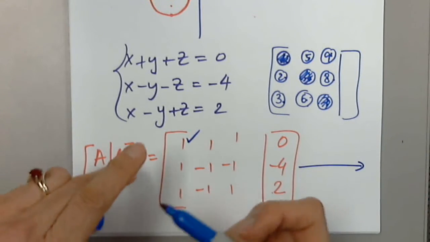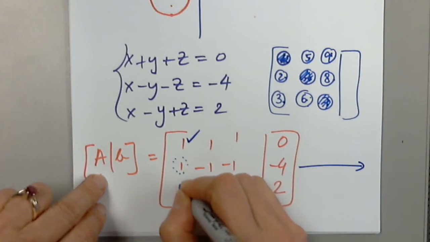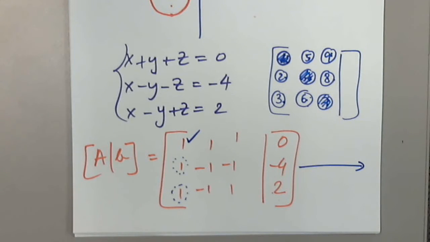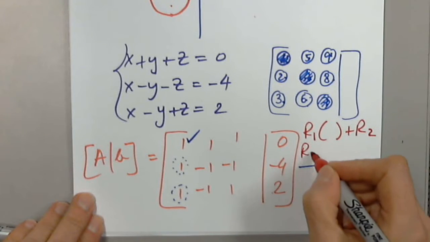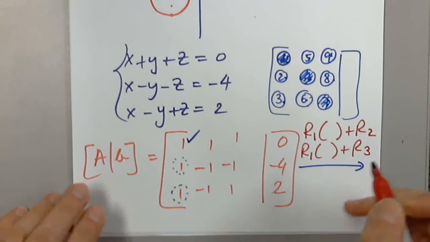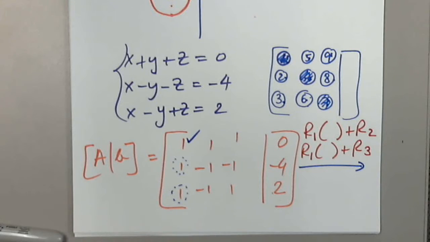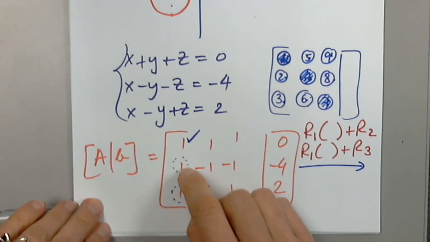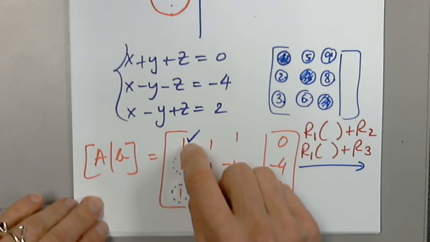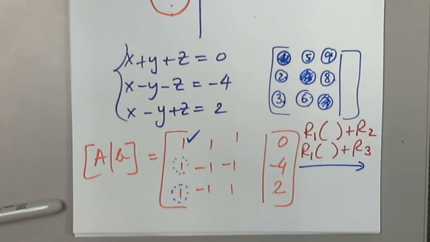I will be using which row now to obtain the corresponding zeros in that column? Row 1. So I will write myself a note on the side. Row 1 multiplied by something plus row 2. Row 1 multiplied by something plus row 3. So what do I multiply row 1 by to get the 0 here? What do I multiply row 1 by to get a 0 here? Both of them -1. Do you all agree?